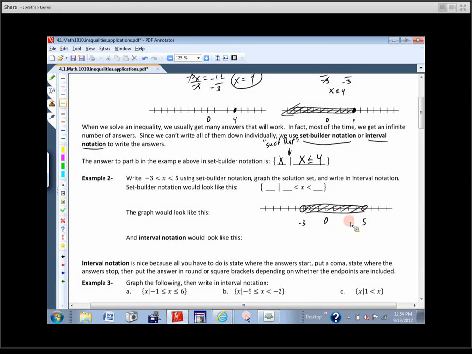If we wrote it in set builder notation, again, we indicate what variable we're using. We're using the variable x. And then we just write down what the answer is. This is really easy. That's set builder notation for that particular answer there.